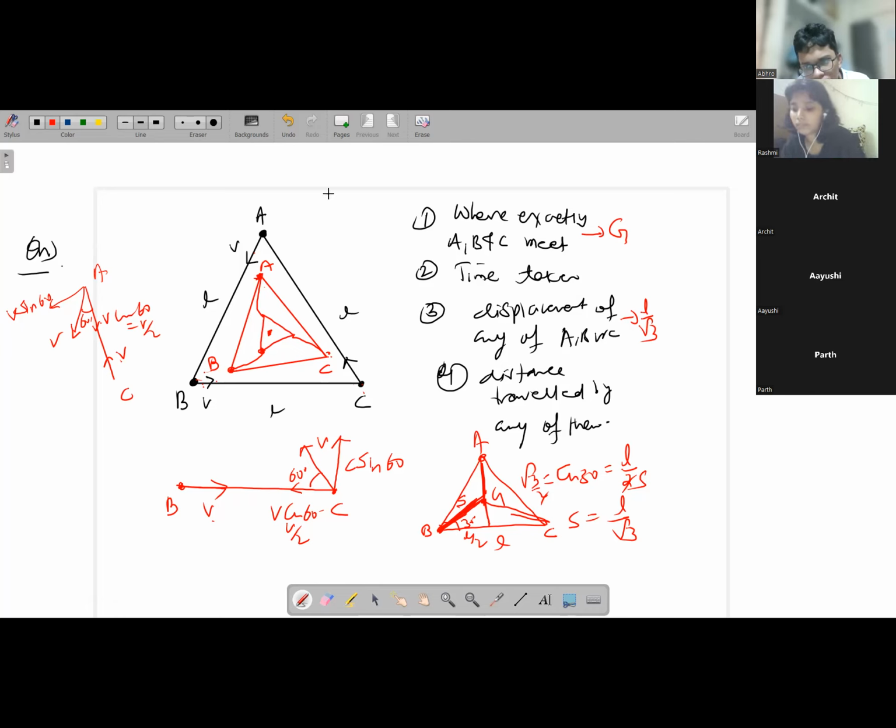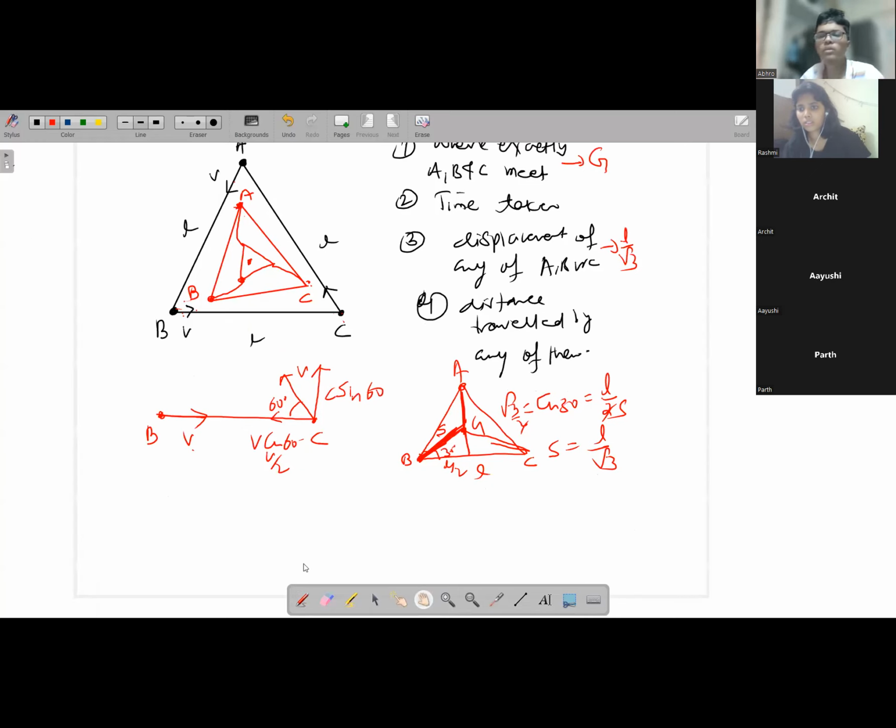Okay, done everyone, right? Now, I want to find the time taken. Now you can see that if you take any pair, A, B or B, C or C, B, one has velocity V and the other has velocity V like this. But we have broken this down into components. So this is the velocity of approach.